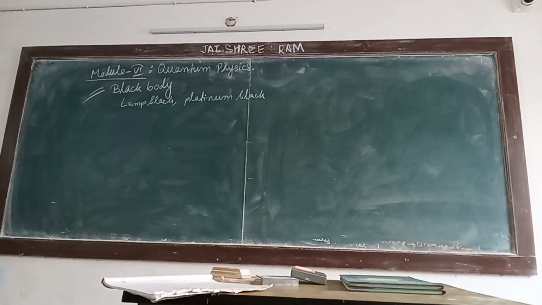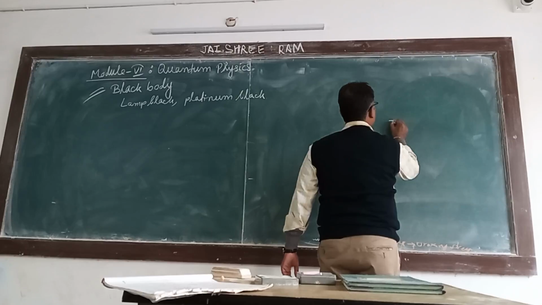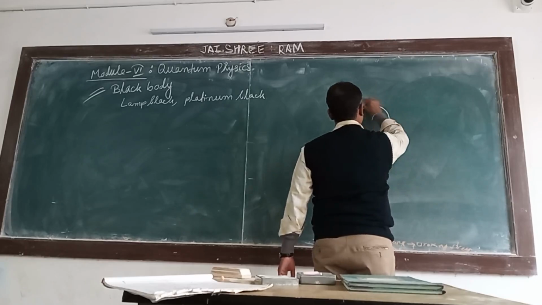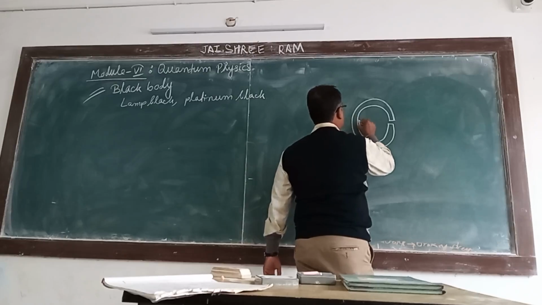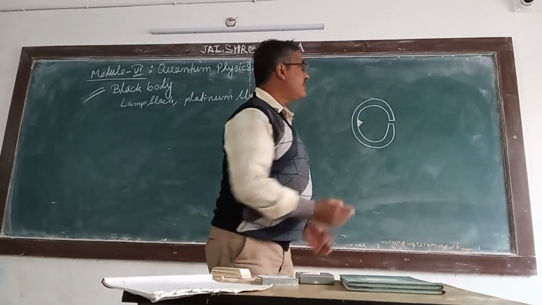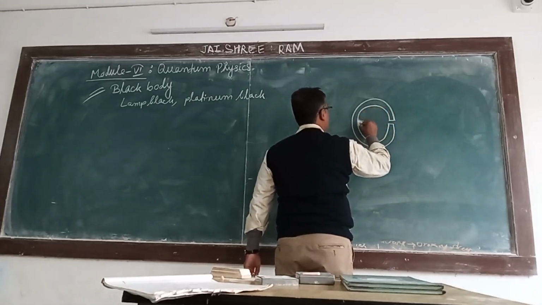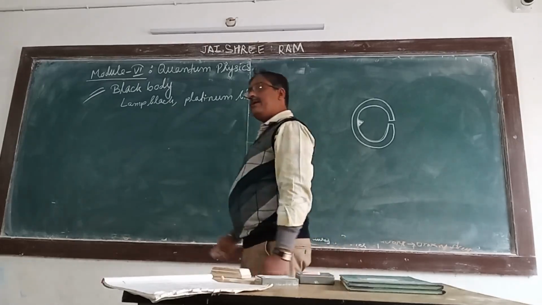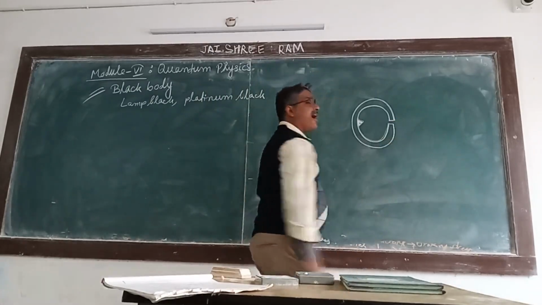So how do we get one for practical use? So, this is the black body. Here there is a cavity, and inside the body we put the paint, lamp black or platinum black. Okay. Now, this is a very fine hole.